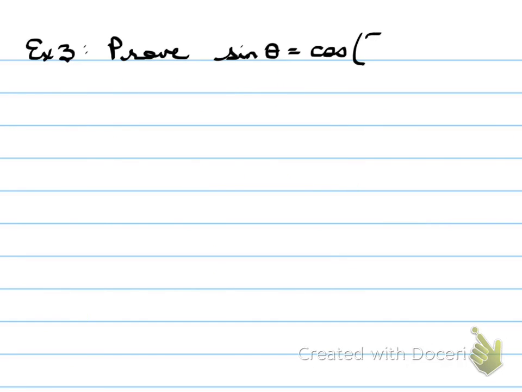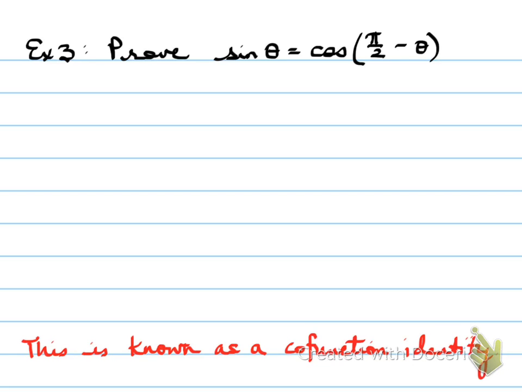Example number 3. Prove that sine theta is equal to cosine of pi over 2 minus theta. This is known as a cofunction identity. So we're going to prove this cofunction identity. This is something that you can use. It's not necessary because you actually can prove this. But let's look at this anyways.